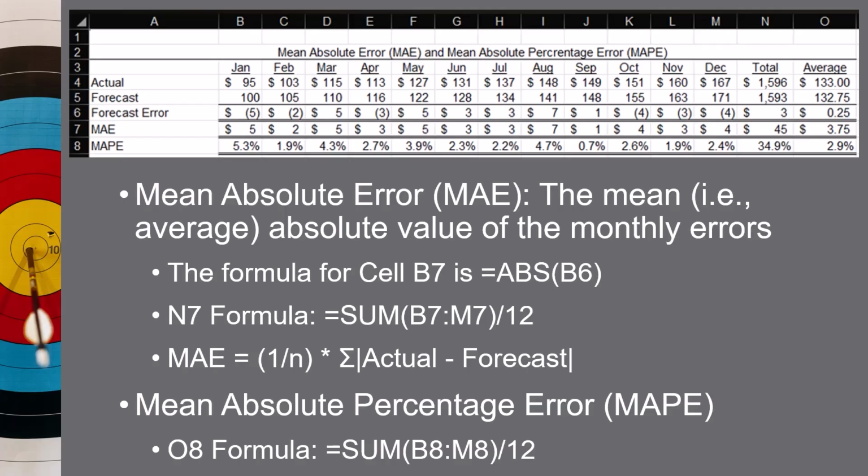Summing the absolute values of the variance exposes offsetting variances that the total cumulative error obscures. To get a context of our absolute errors in relation to the actual amounts, we can calculate the mean absolute percentage error, or MAPE, which is in row 8. For each month, the absolute value of the forecast error is divided by the actual amount. The sum of those percentages, cell N8, is divided by 12 to arrive at a MAPE of 2.9% in cell O8.